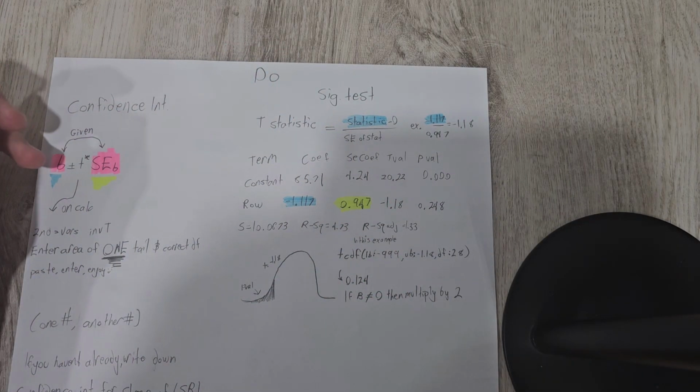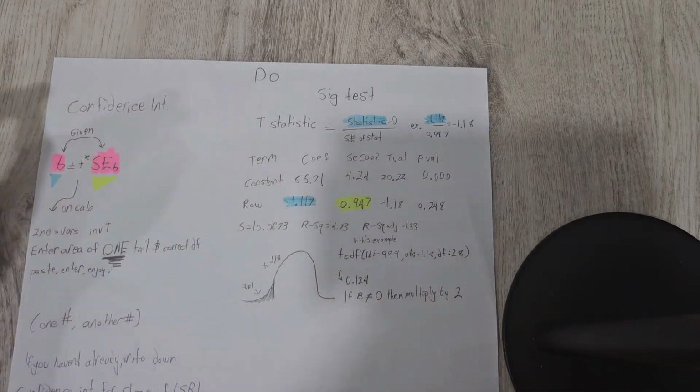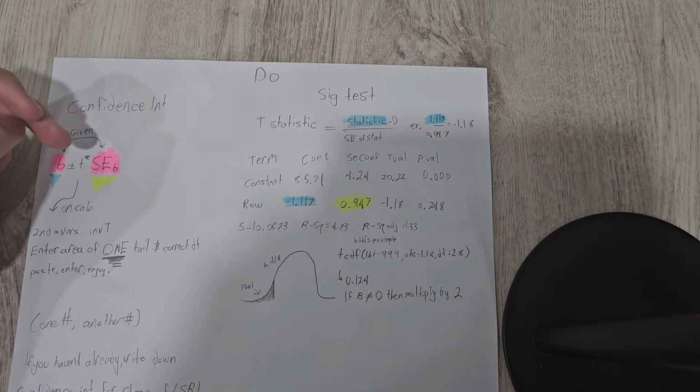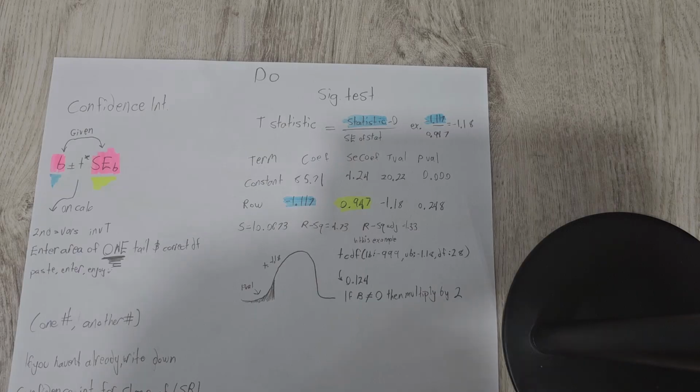Now, it's going to be equal to B, which for this example would be negative 1.117, plus or minus t star times the standard error of B, which is 0.947. Now, what is t star? You're going to find that by doing inverse t. You're going to enter the area of one tail and the correct degrees of freedom, and then you're going to enter it, and enjoy.